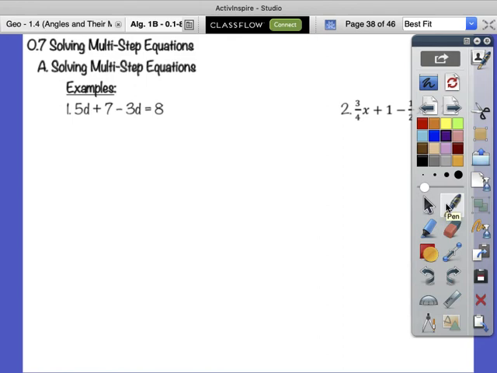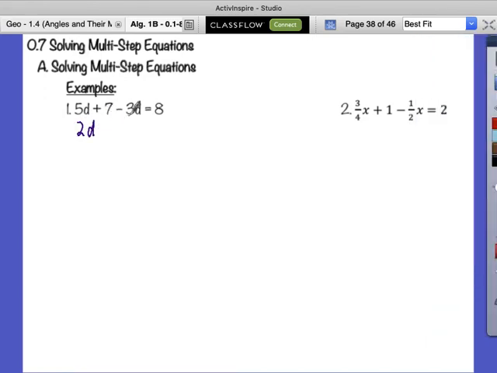What is 5d minus 3d? Because that's minus 3d over there. What's 5d minus 3d? 2d. You keep the variable the same, but you change the coefficients. And you still have plus 7, right? We didn't change that. 2d plus 7 equals 8. So all we did from step 1 to step 2 is we combined our like terms, our d's. Did you find where we are? Okay, good stuff.